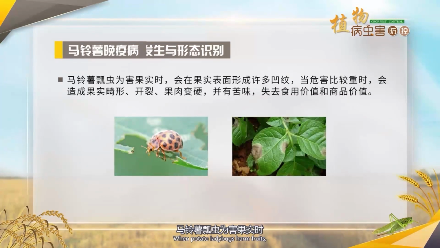When potato ladybugs harm fruits, many concave lines will be formed on the surface of fruits. When the harm is serious, the fruits will be deformed and cracked, the pulp will become hard with a bitter taste, and the fruits lose edible value and commodity value. After learning about the harm of potato ladybug, let's identify potato ladybug.